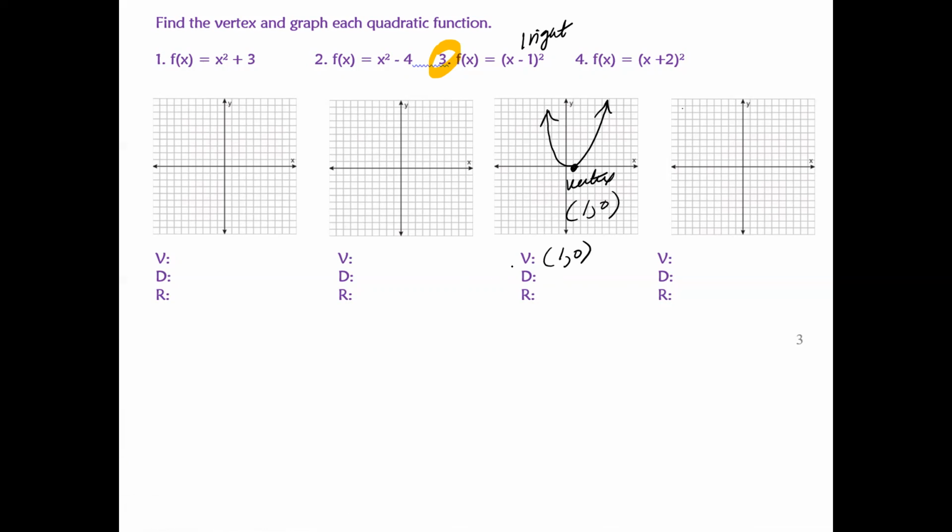Domain, which means x values, left to right, is going to be from negative infinity to positive infinity. Range means up and down. So you're going to start at 0, and then the graph keeps going up, so to positive infinity, 0 to positive infinity. All right, so now that I did number 3, I want you guys to do 1, 2, and 4.